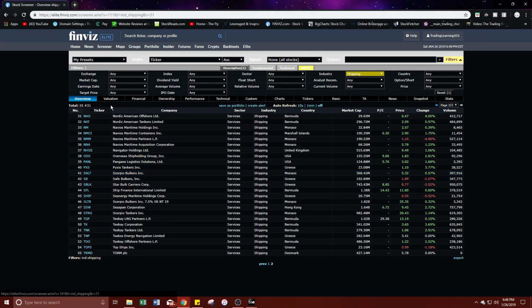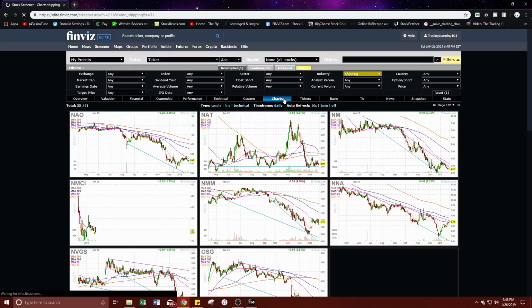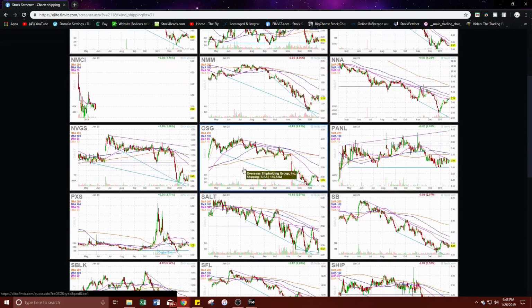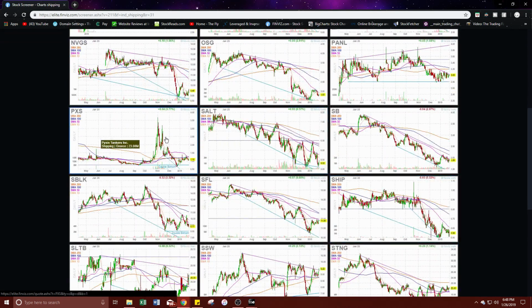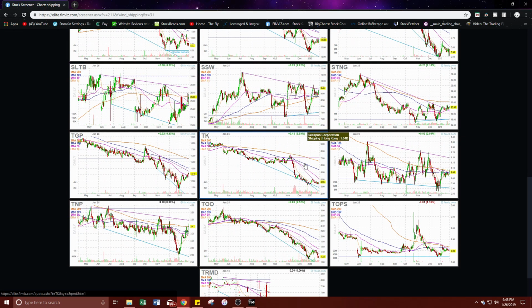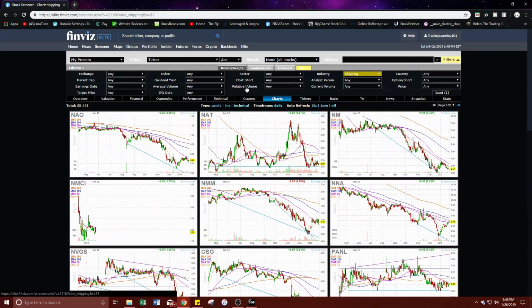And again, on Finviz, I love this feature where you could just, with a click of a button, change it to charts, and you could quickly skim through and look at all these charts to pick which ones you like the most, or you could add any technical or fundamental filters if you want. So using Finviz is really important. It is very important, and I just love Finviz.